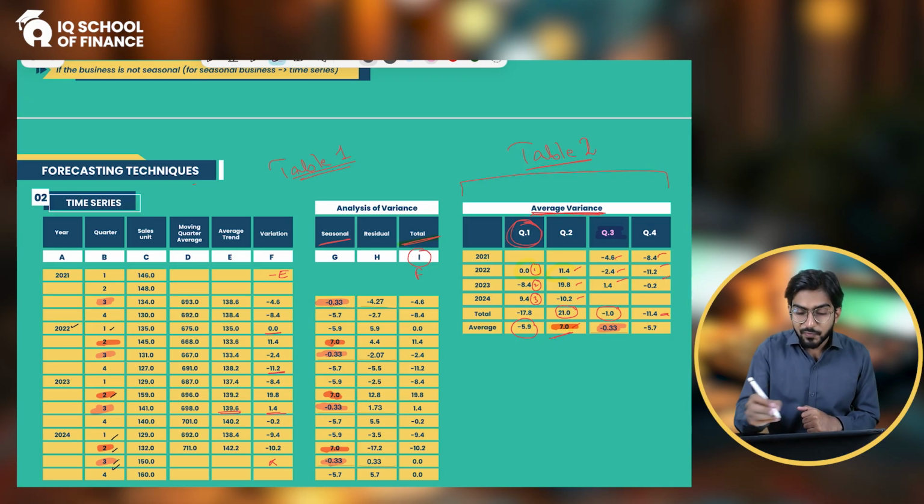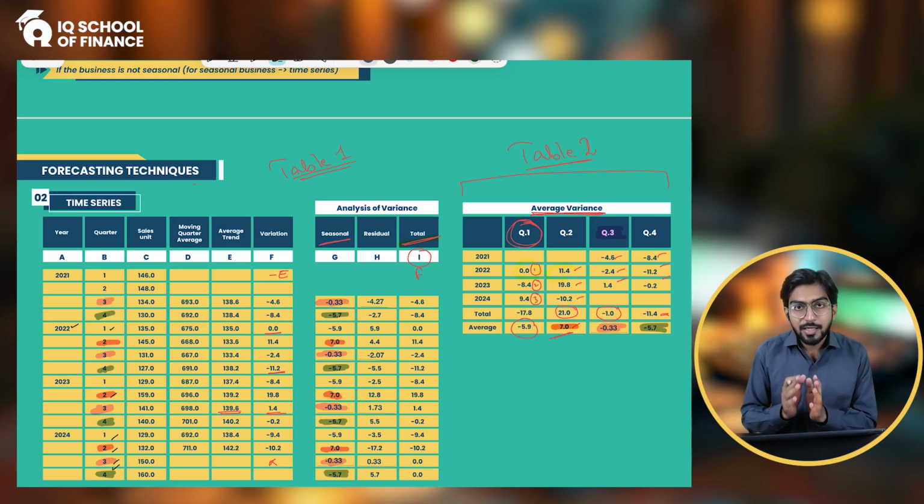And for quarter four, let me use the dark color. For quarter four, we have minus 5.7, again and again. All right, so this is how the seasonal column is calculated.